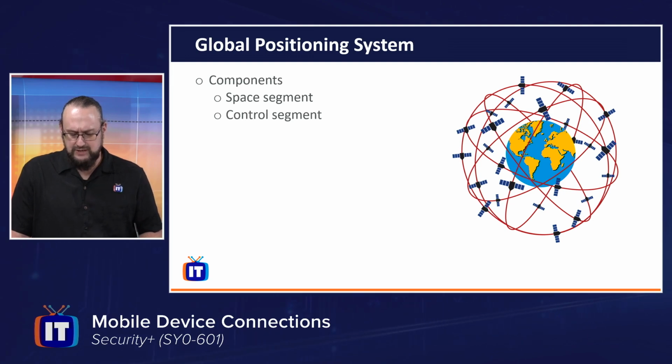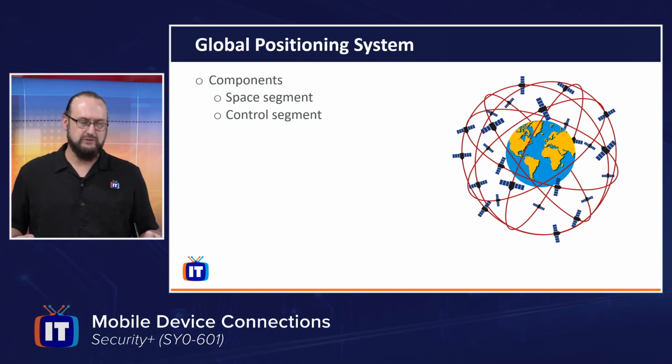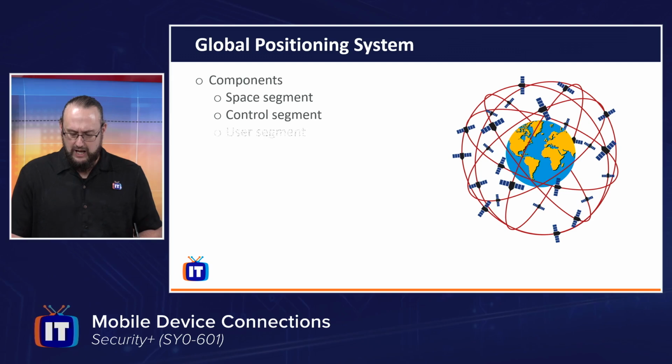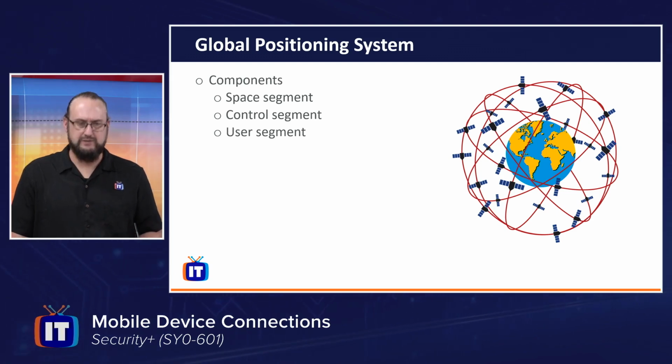There's also a control segment, and the control segment essentially is the worldwide monitoring system and the control stations, as well as the user segment. The user segment essentially is the GPS receiver, which is technical jargon for this episode for your mobile device.